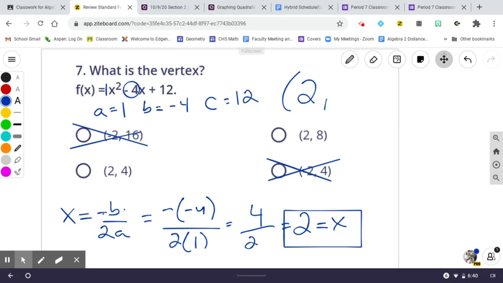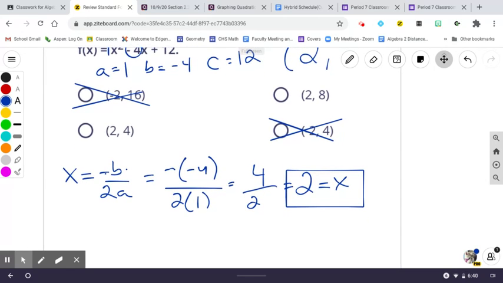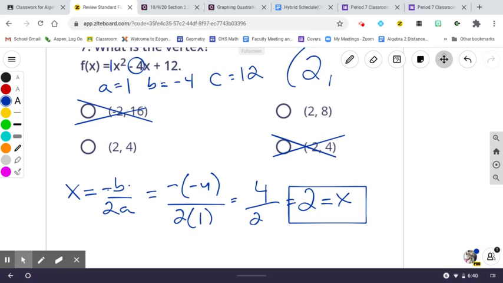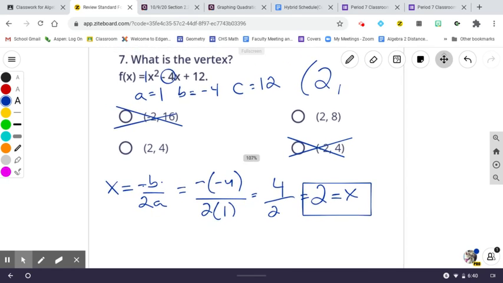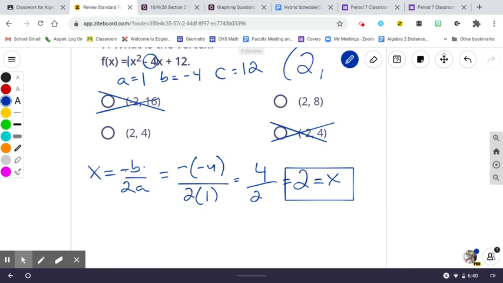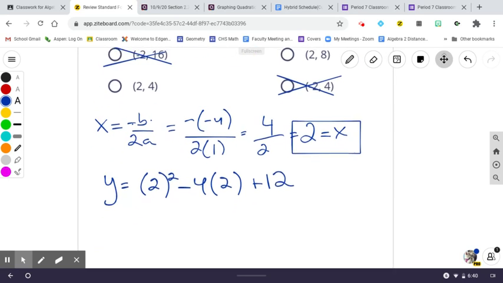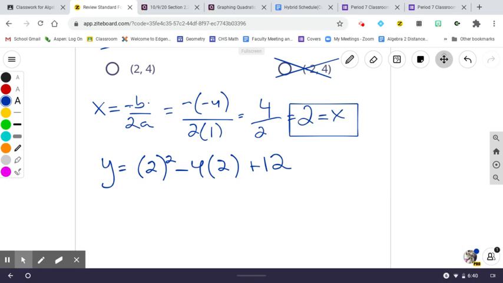The next thing that we do is we take that x equals 2 and we plug it in. We're going to take 2 and plug it in anywhere we see an x, here and here. Let me zoom out a little bit more so we can see the whole thing. So we're going to have y equals 2 squared minus 4 times 2 plus 12. Now that I've plugged it in, we have to simplify and solve for y. We do exponents first. So 2 squared is 4, 2 times 2. 4 times 2 is 8.